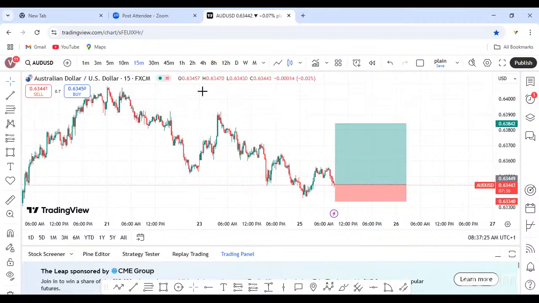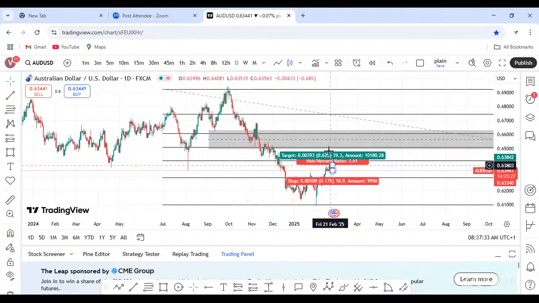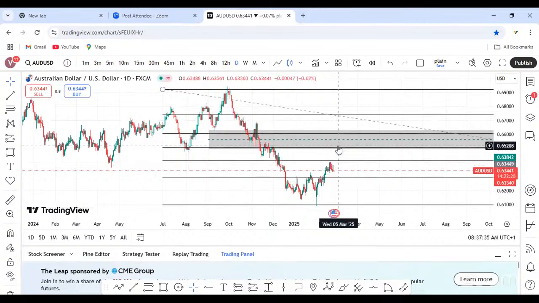Remember that we're trading into something. We're not just buying based on vibes, we're buying into liquidity zones. So our bigger perspective is now for AUD/USD to buy back into the zone, and then we can now start to look for sell opportunities.